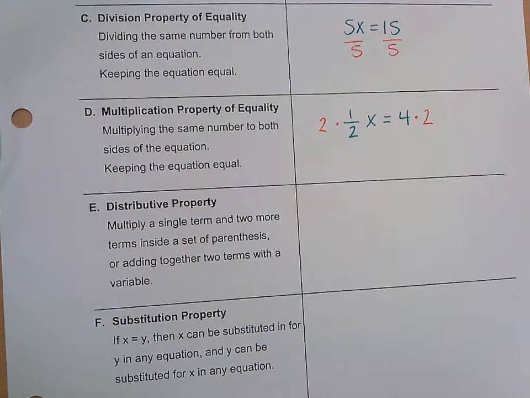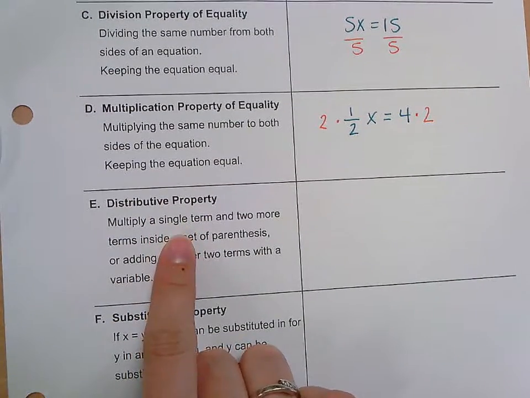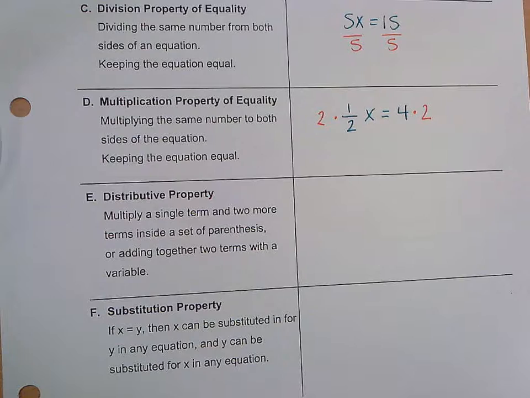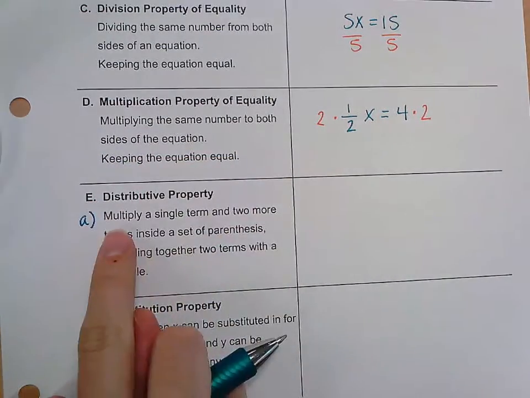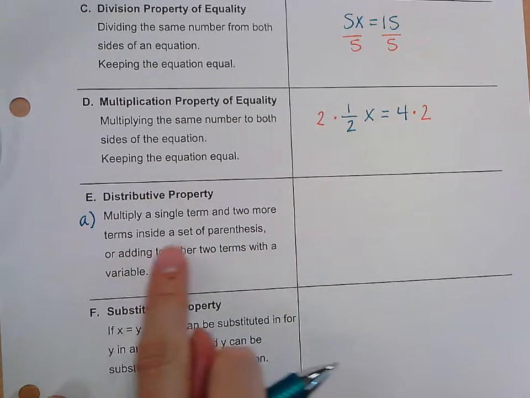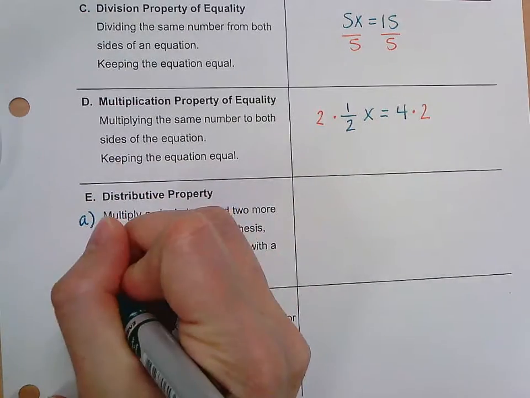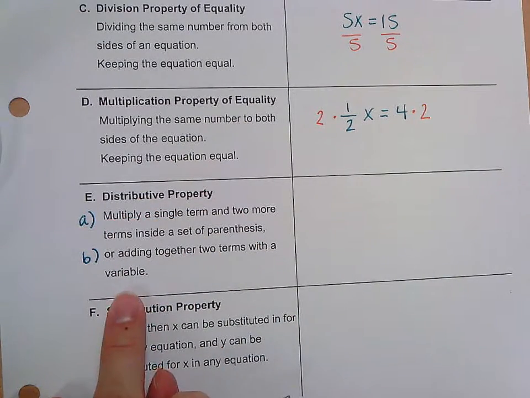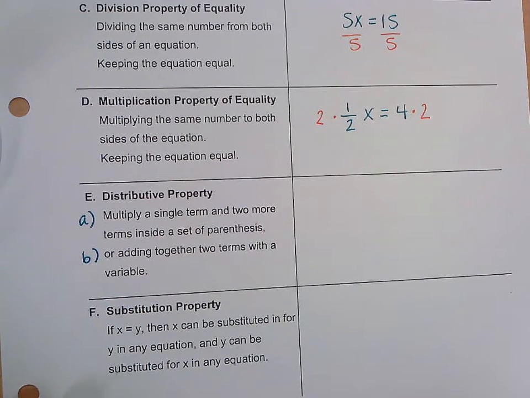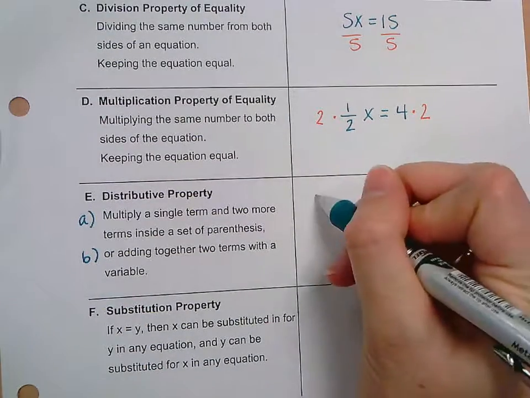Distributive property, you've used a lot, you've heard of. I know you know what that is. So there's two separate definitions here, one of which is something that can be combined with the distributive property, but you might not think of it as the distributive property. So I'm going to separate these. One definition is multiplying a single term and 2 or more terms inside a set of parentheses. And a second definition is adding together 2 terms with a variable. So combining like terms essentially, and I'll show you why that's grouped in with the distributive property.